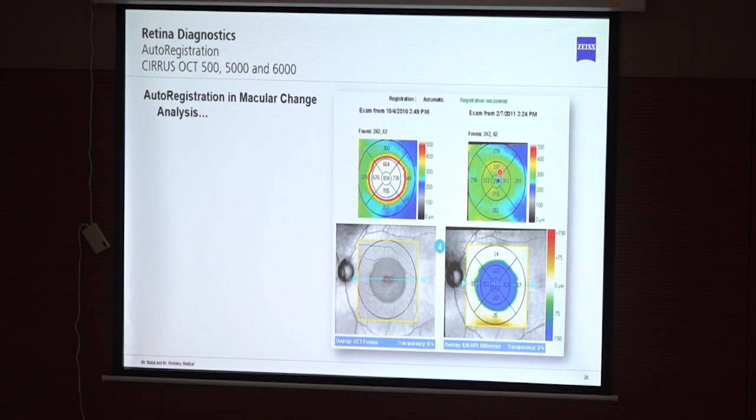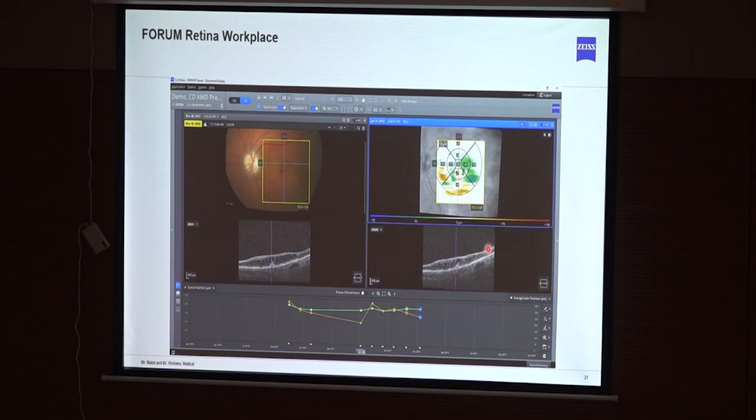As you see in that report, this is the first visit of a patient and this is the second visit, and you see the difference over there, like how the thickness of the patient increased or decreased. On that basis, you have to start the treatment of the patient.